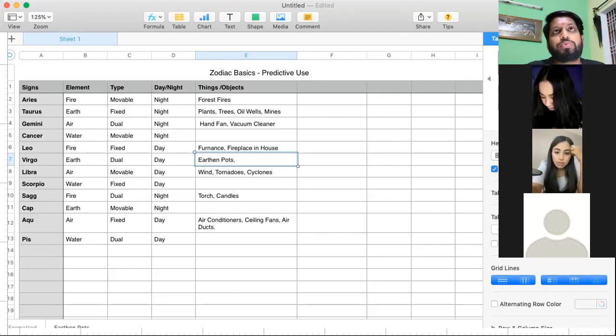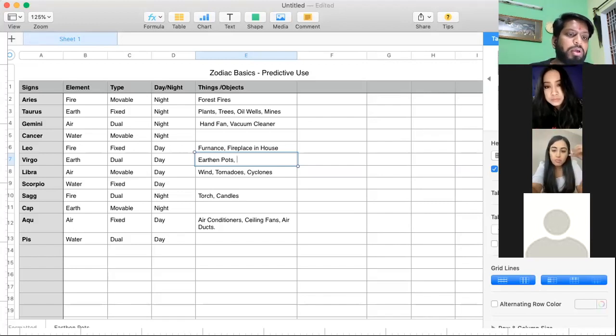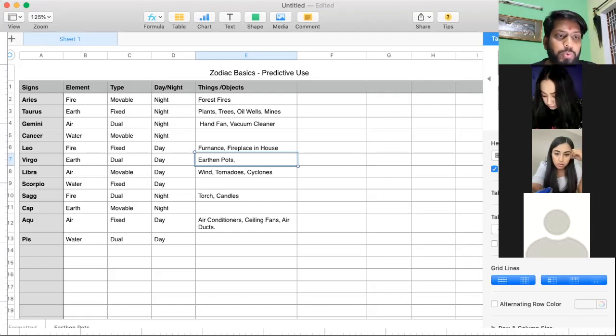Okay, what else do you get from the earth? You get the wood. If wood is in the tree, then it's fixed. If it is a chair or something, then it's from the dual. You can move your chair, you can move your tables. But what is a movable thing in the earth element? Who will tell me the movable things in the earth element?